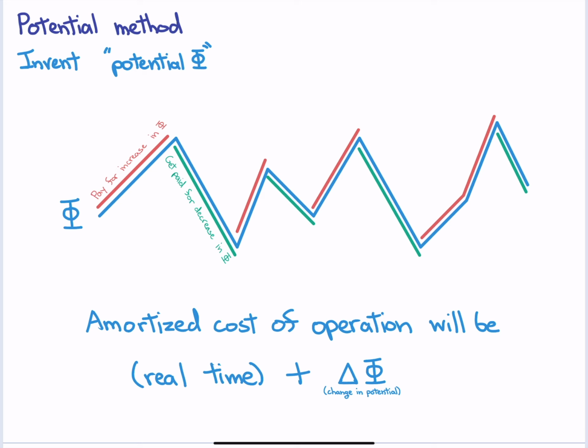The idea is that, at the end of the day, our rule is going to be that the amortized cost is some upper bound on the actual time you spend plus the change in potential. And so we'll try to set up the potential so that whenever you're doing a really expensive operation in real time, like flipping a lot of bits, the potential is also going down by a lot.